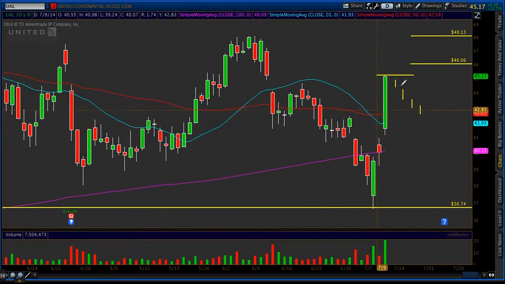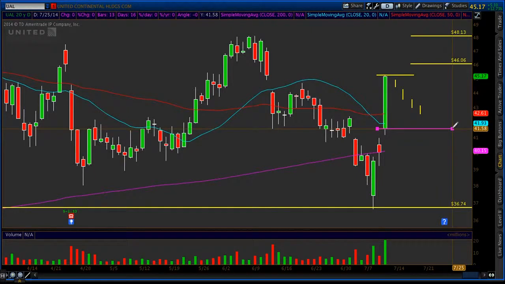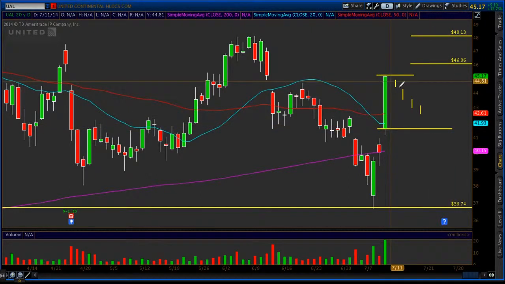All right, so like I was saying, if this makes this type of pattern, I would love to pick this up here at around, we'll call it 41. Actually, 41.20. Actually, I'll say 41.50. If this makes this type of pattern, I would be a buyer here.